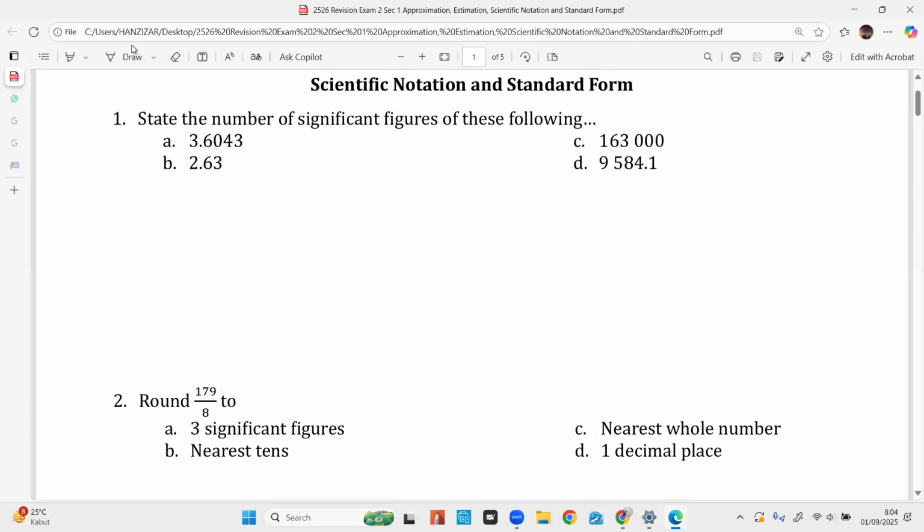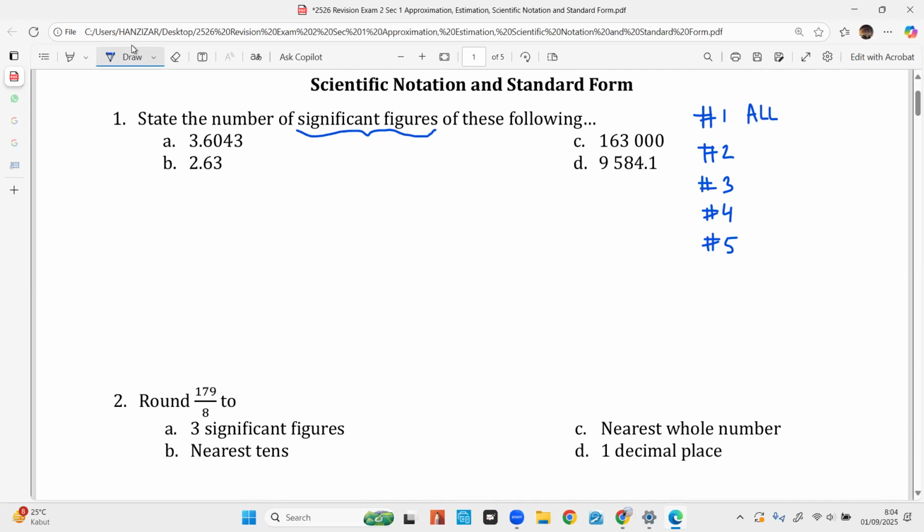It's very simple. In understanding the amount of significant figures, you need to know the 5 rules. Remember? Rule number 1, rule number 2, rule number 3, 4, and 5. So for the 5 rules of significant figures, first, all non-zeros are significant, right? And all zeros between are significant.